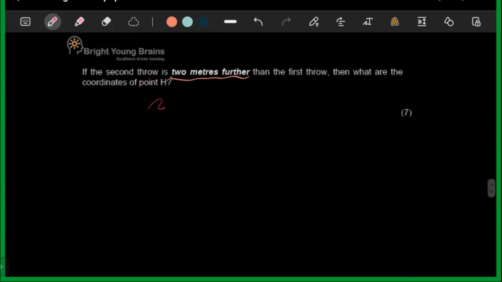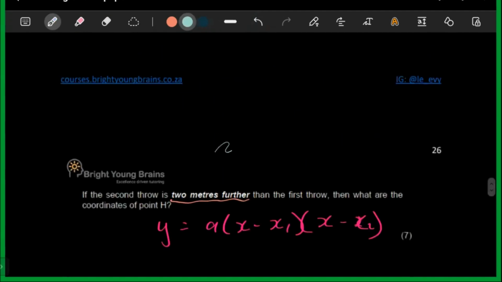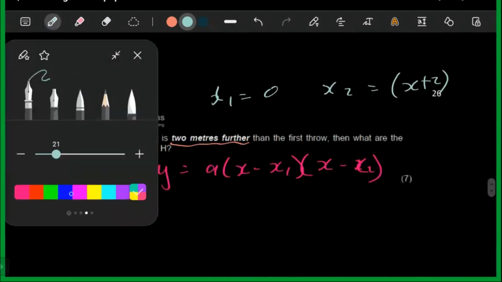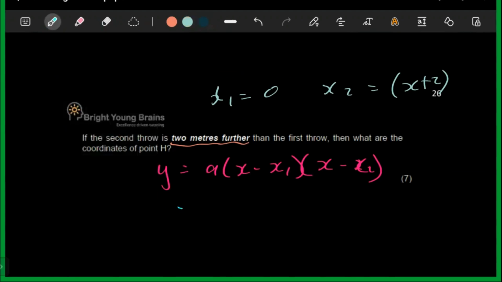So let's do that. In the second equation, fortunately, things will stay the same, where we say y is equal to a(x minus x1)(x minus x2). With our larger parabola, our x1 is 0 and our x2 is x plus 2 here. You see? So let's throw those into our equation and see what comes out. Remember, we're trying to see if we can get its equation or more information. A stays a, x minus 0, x minus (x plus 2), right?